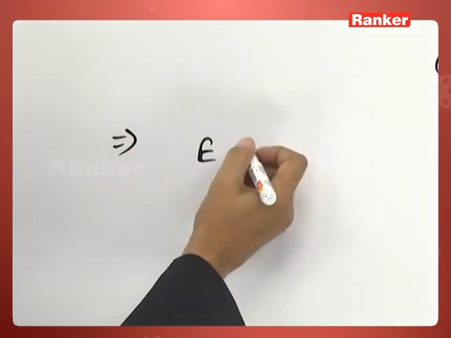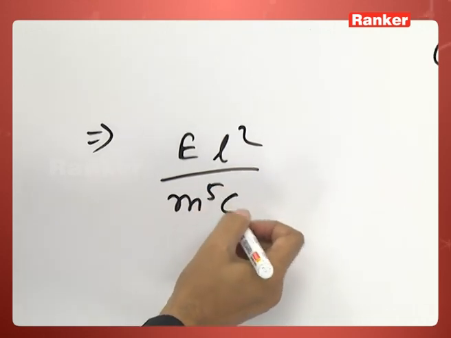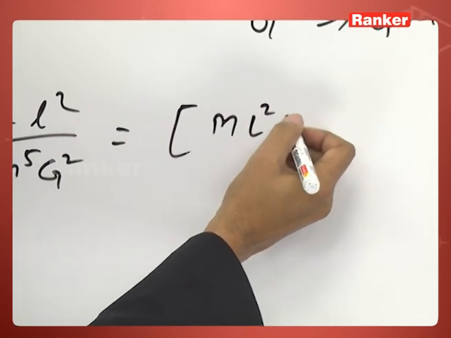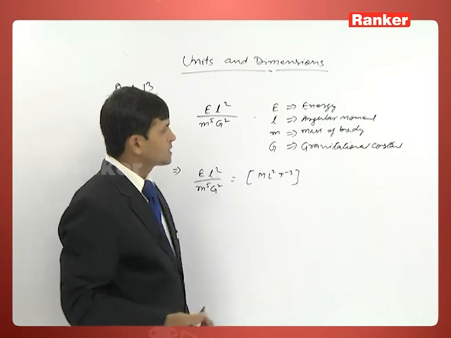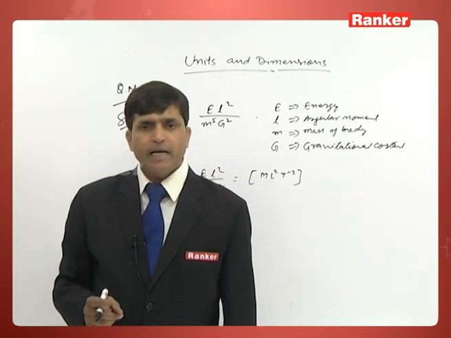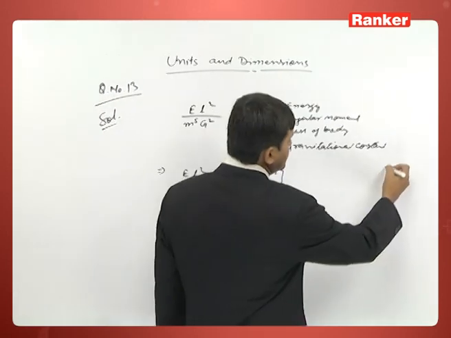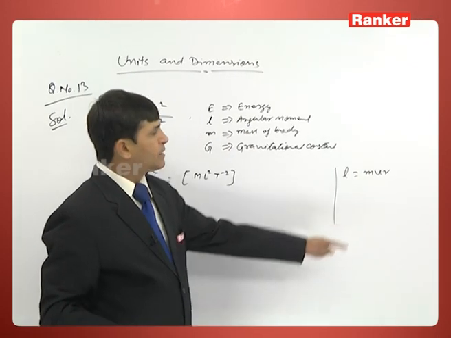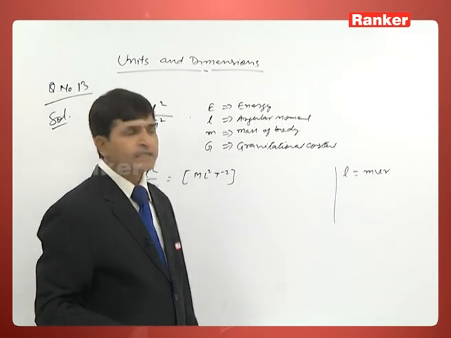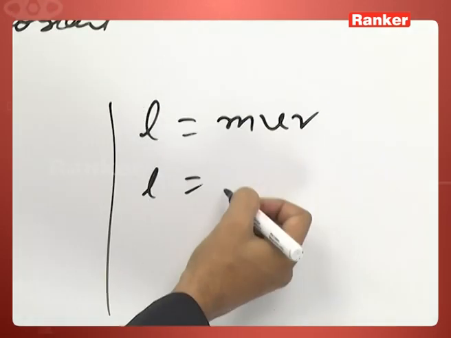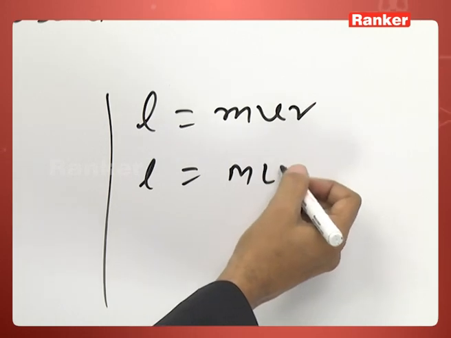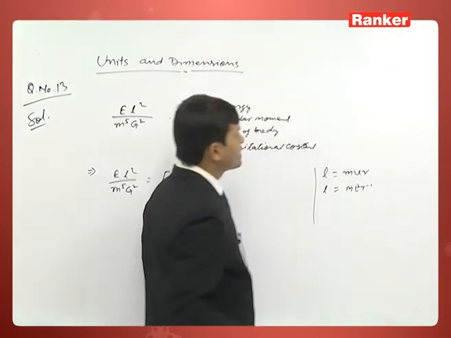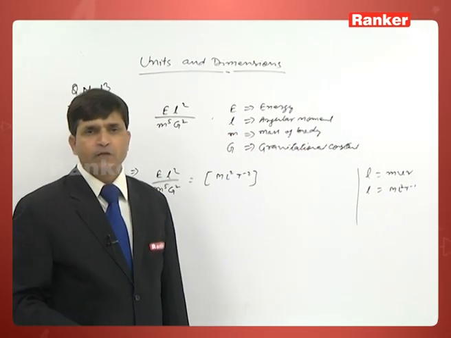Dimension of the total whole term, if we want to find: dimension of energy is M L square T minus 2. L is the angular momentum, as we know. Angular momentum is given as mvr. M is the mass, v is the speed or velocity, r is the distance. So the dimension of L can be written as M, v is the velocity, L T minus 1, r is again length, so M L square T minus 1 can be taken as the dimension of L.